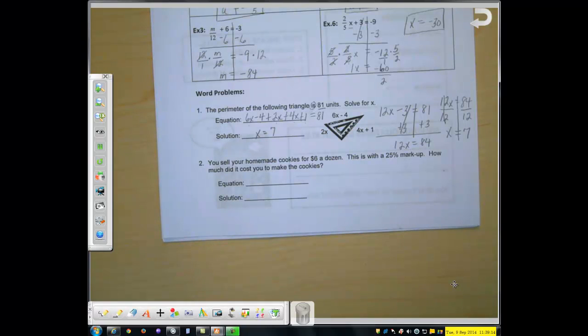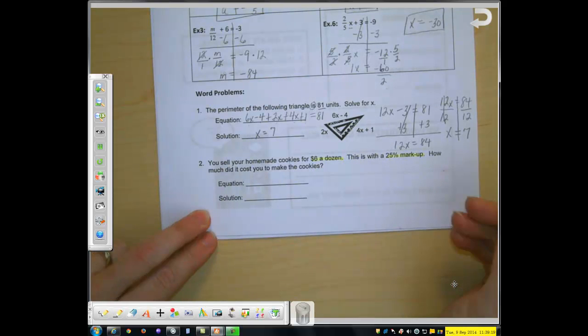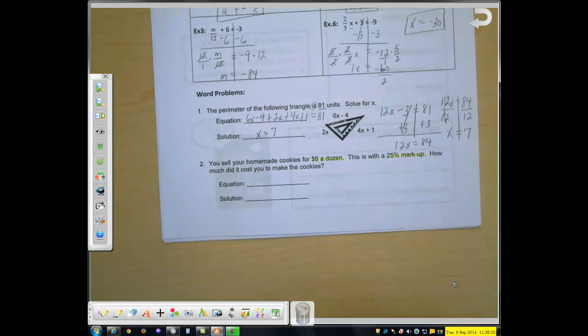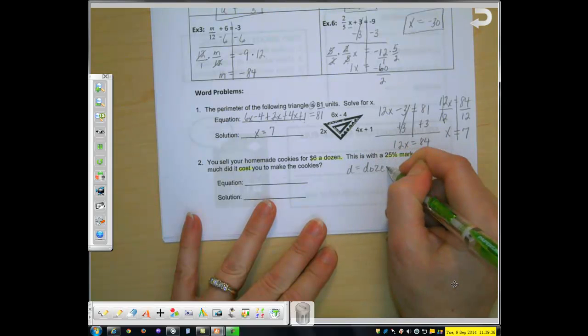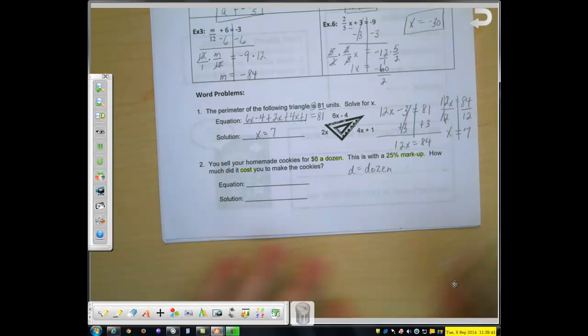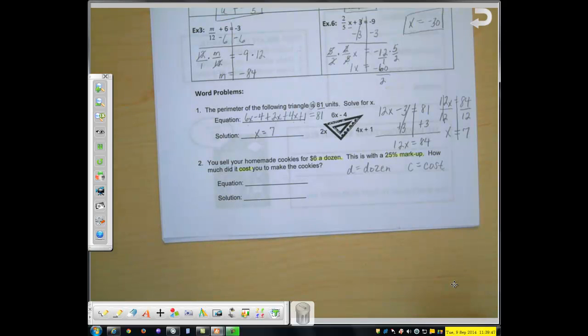Now for our second word problem, you sell your homemade cookies for $6 a dozen. This is with a 25% markup. So we're going to add 25% to the cost of making the cookies. That's what a markup is. How much did it cost you to make the cookies? First, let's define our variables. There's two things we don't know here. In the first sentence, we don't know how many dozen cookies we're going to make. In the last sentence, we don't know what the cost of making those cookies is going to be.